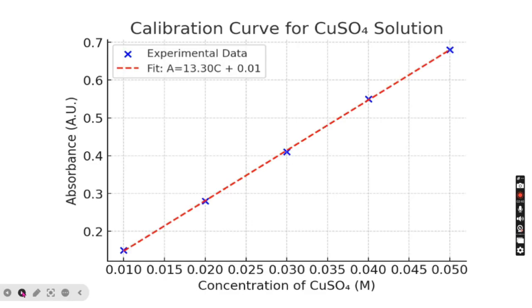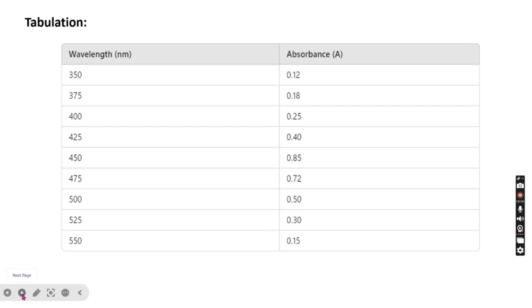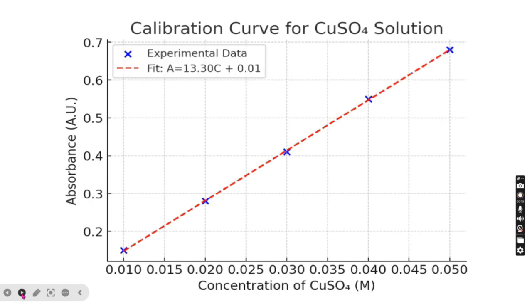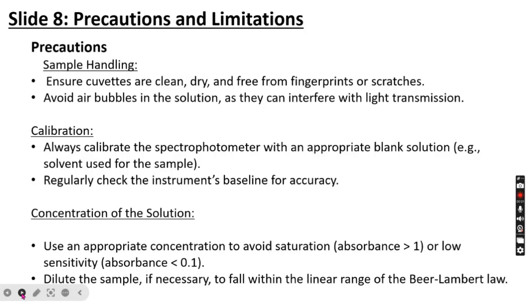Understand the graph. See the tabulation: wavelength and absorption. Wavelength from 350 to 550 nanometers. For example, at 450 nanometers, absorption is 0.85. Then we see the calibration curve for copper sulfate solution. See the graph.